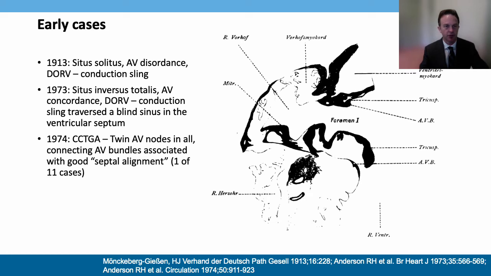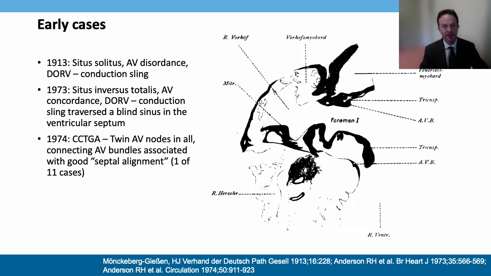As most of us know, the first case of twin AV nodes with a connecting sling was described in 1913 by the German Mönckeberg, who described essentially a CCTGA patient who had situs solitus, AV discordance, and double outlet right ventricle with a continuous conduction sling.